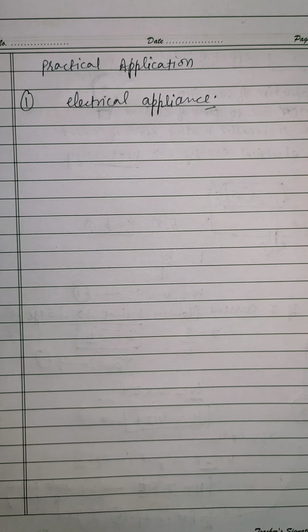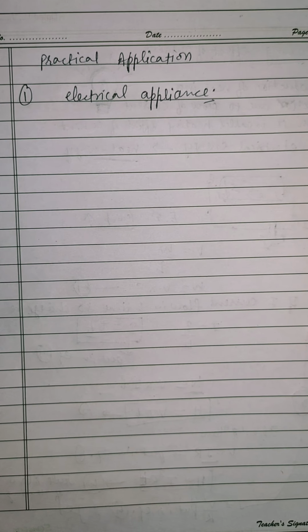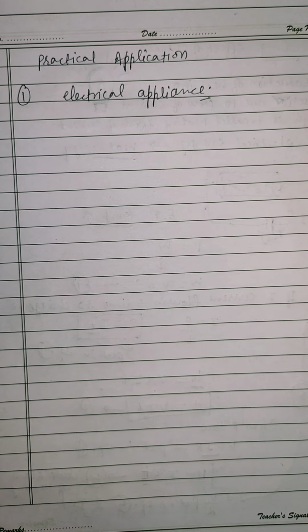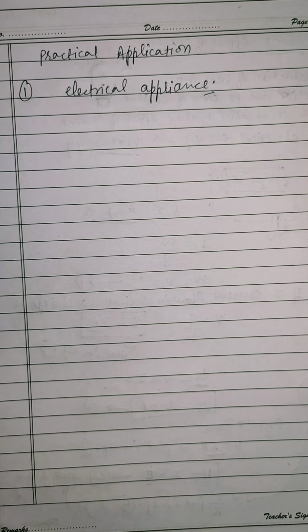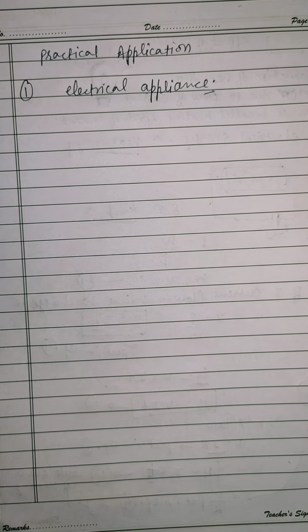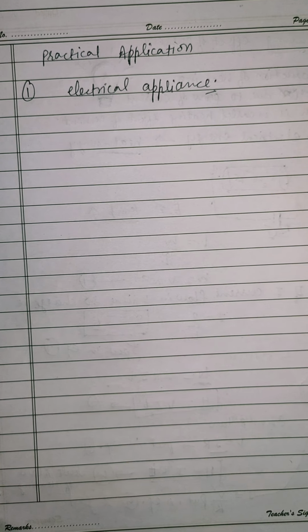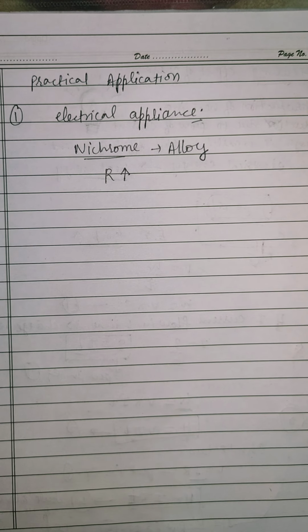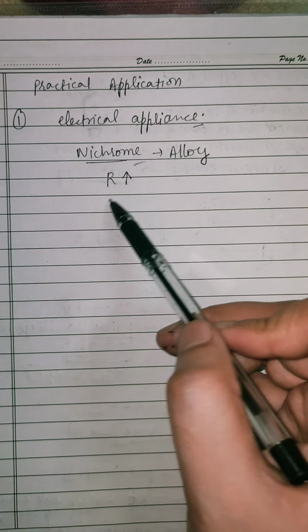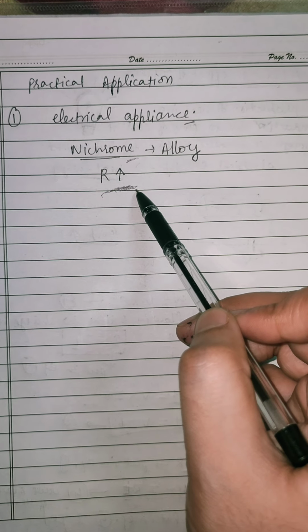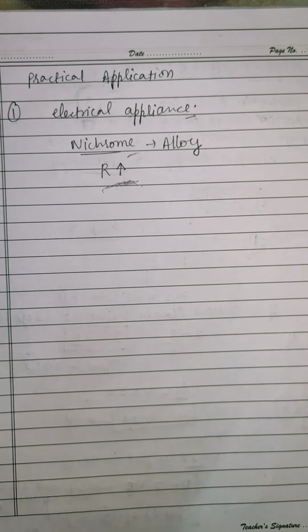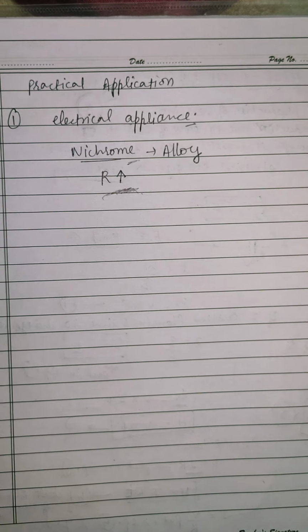Now the practical applications of the heating effect of current. First, electrical appliances work on the heating effect of current. How? Electrical appliances are made of nichrome, which is an alloy. An alloy is a mixture of metals and non-metals. Nichrome resistance is high, so a large amount of heat is produced in electrical appliances.